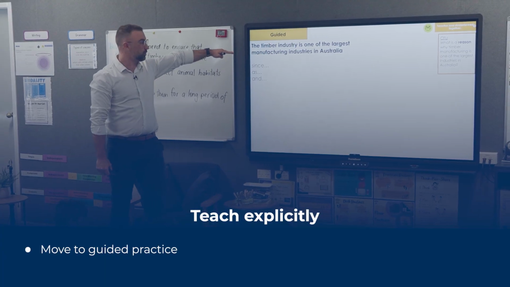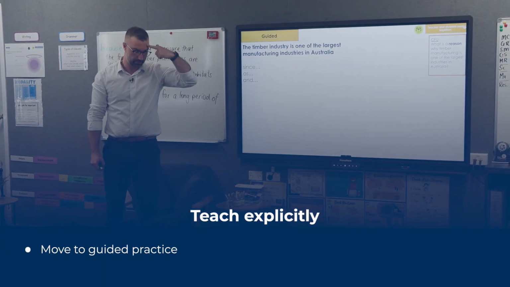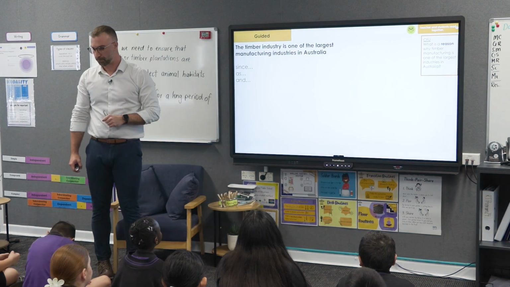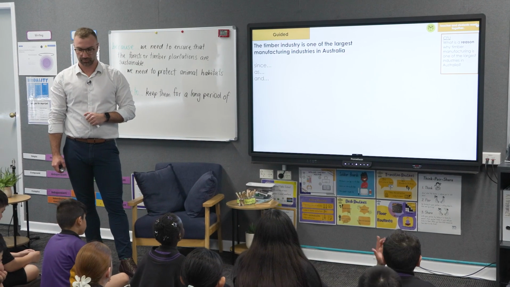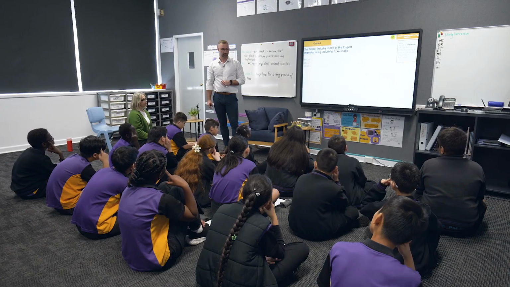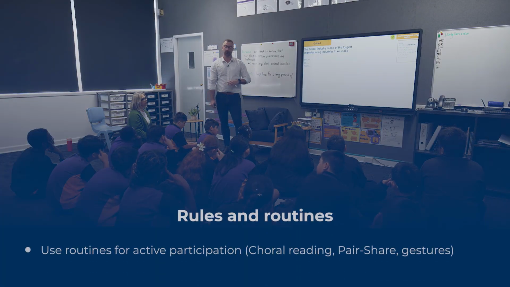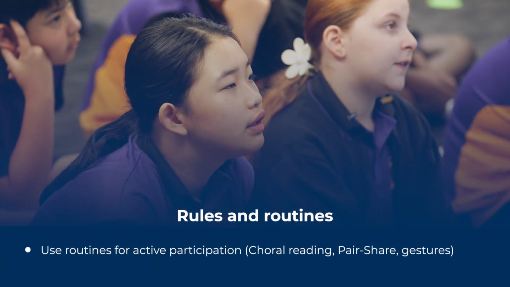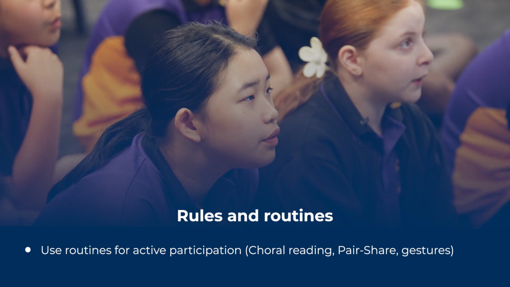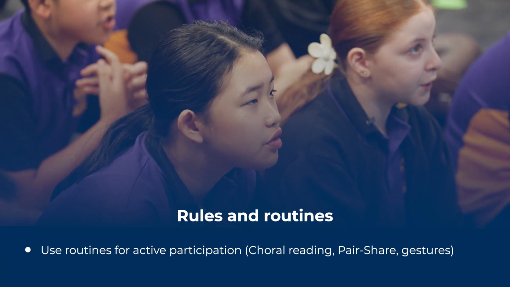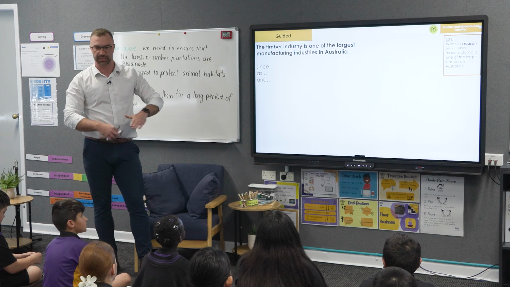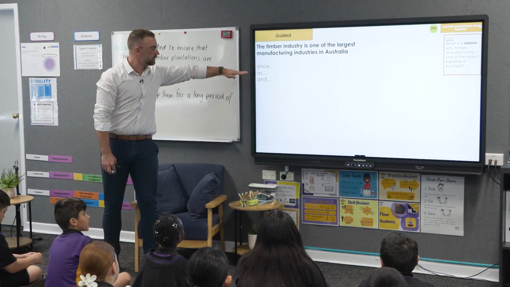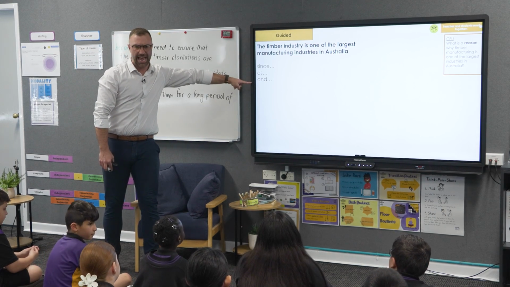Read the sentence or the independent clause in your mind. Okay, reading it all together. Here we go, ready? And the timber industry is one of the largest manufacturing industries in Australia. All right, let's read our conjunctions. Here we go, ready? And. Since. As. And. Ooh, and.